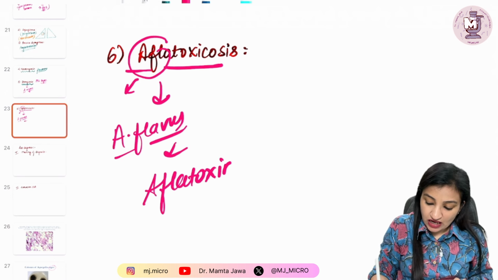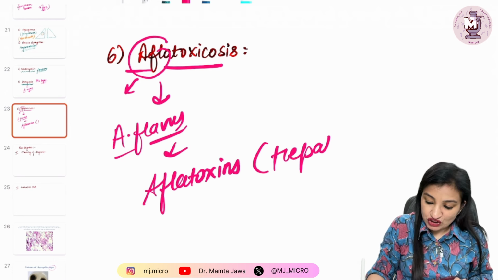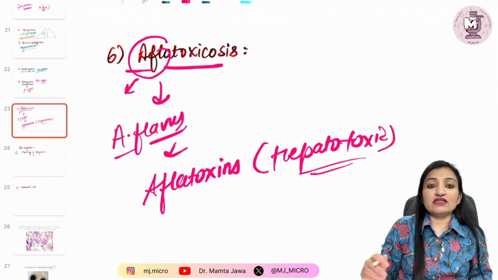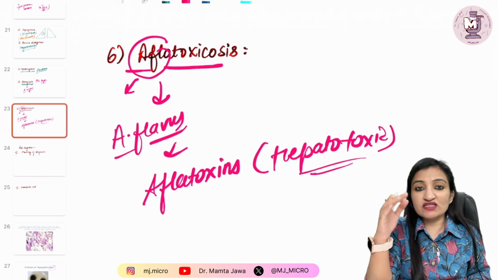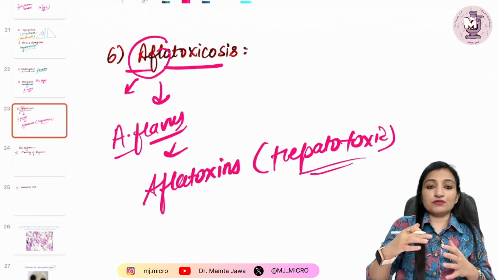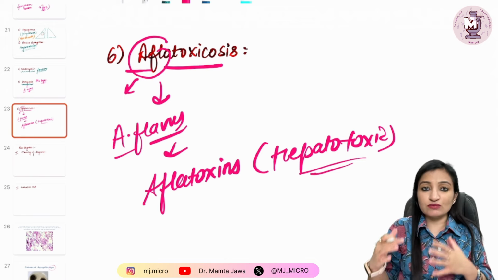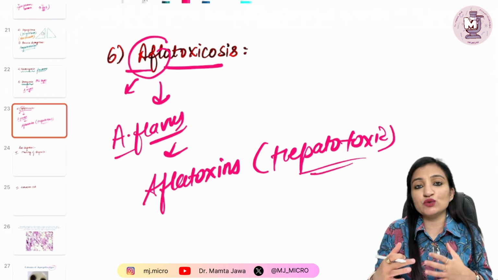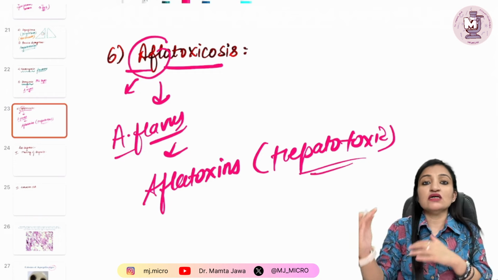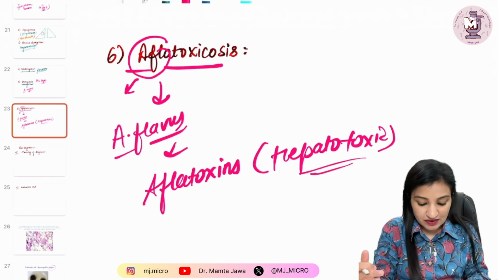Aflatoxins, which are hepatotoxic. So let's say there are some grains which get contaminated with the fungus, which obviously we can't see. Water sets in. So what will happen? There will be a germination of the spores, and consumption of such contaminated grains is going to lead to what? Consumption of these aflatoxins. In case, obviously, the infecting fungus is Aspergillus flavus.